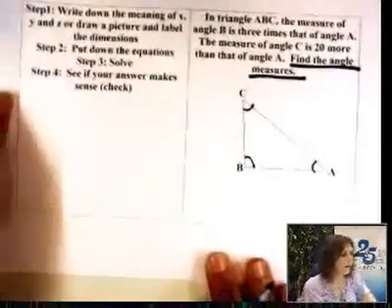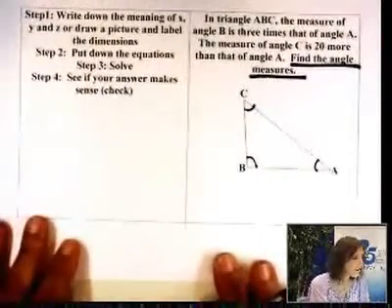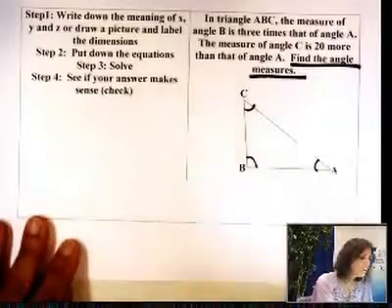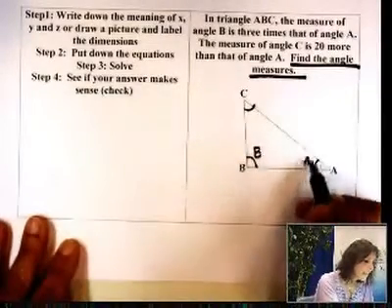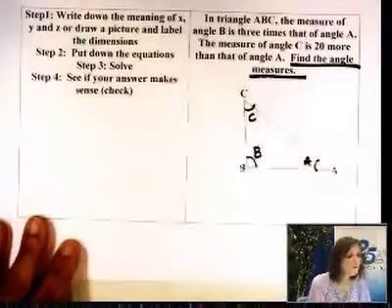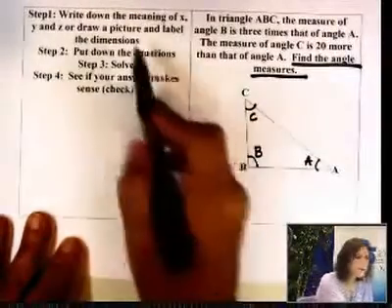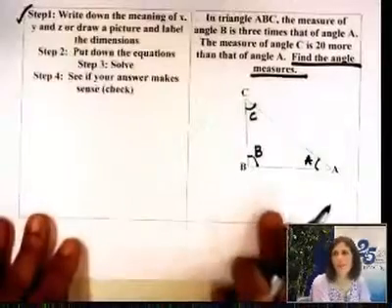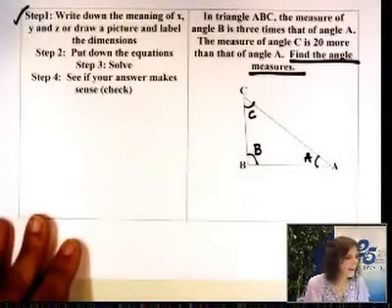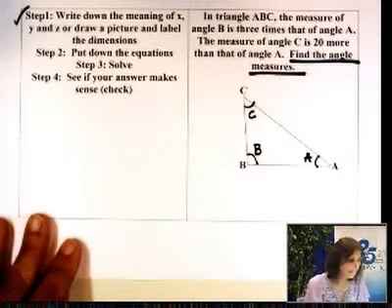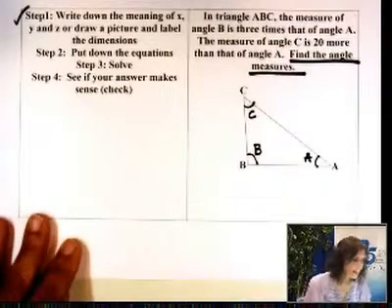What are my equations? So write down the meaning of x, y, and z. So in this case, I'm going to call them angle B, angle A, and angle C, just like I showed. So I labeled it, I drew a picture, and this is all good. Now let's put down the equations. So let's look at that.